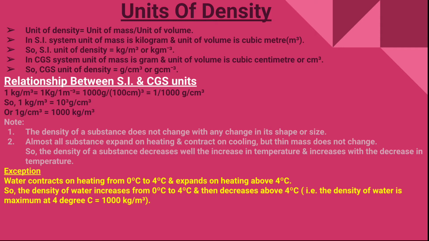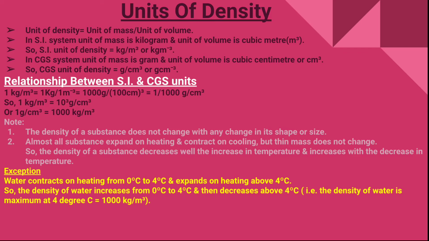Now, what is the relation between the SI unit and the CGS unit of density? So 1 kg per meter cube is equal to 1 kg by 1 meter cube. If you convert into the CGS unit, 1 kg is equivalent to 1000 grams, and 1 meter cube is equivalent to 100 centimeter cube.